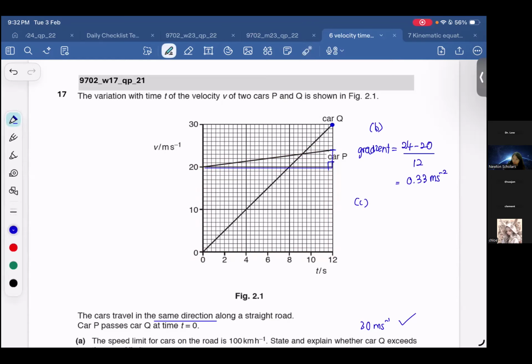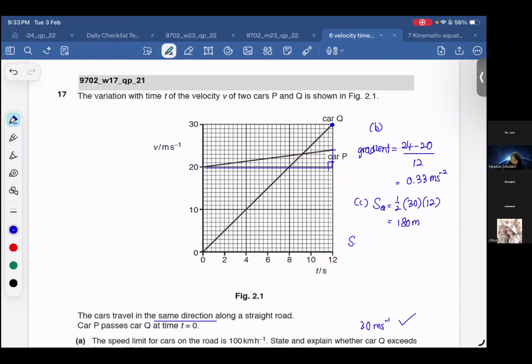So here, we calculate the distance for car Q first. Car Q is a triangle, so easy. One over 2, the height is 30, the base is 12. So your answer should be 180 meters. For car Q, it travels 180 meters.